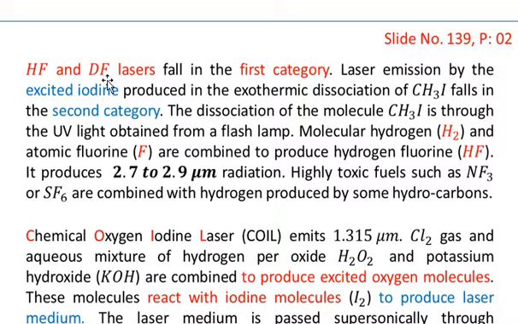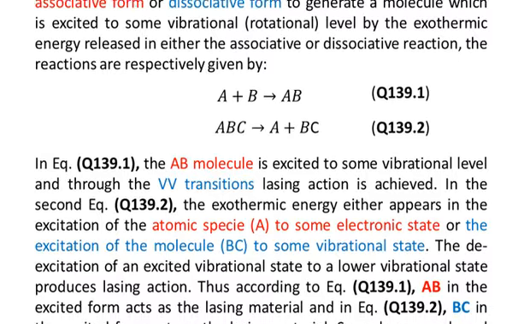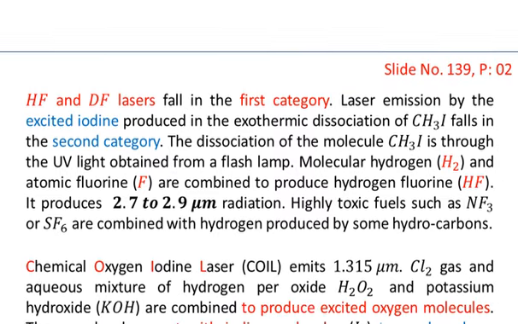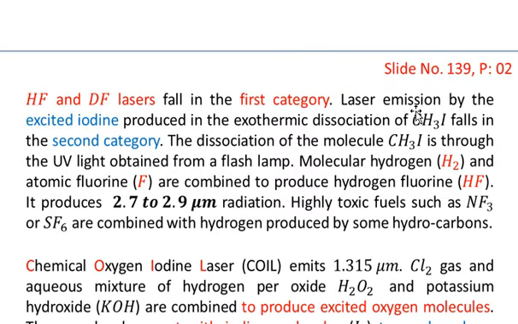Hydrogen fluoride HF and deuterium fluoride DF lasers fall in the first category. That is, they obey equation number 1. That is, A and B will combine to give you AB. So A plus B will give you AB, and that happens with HF and DF lasers.